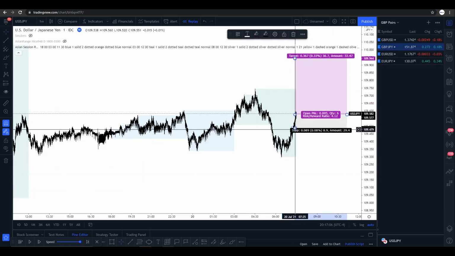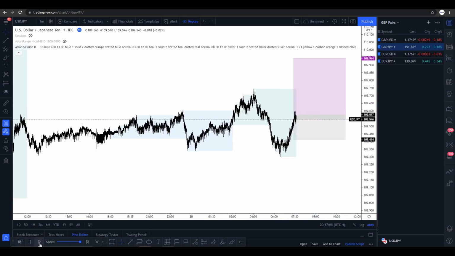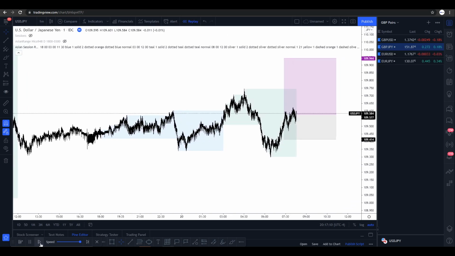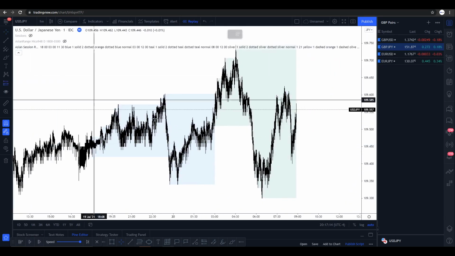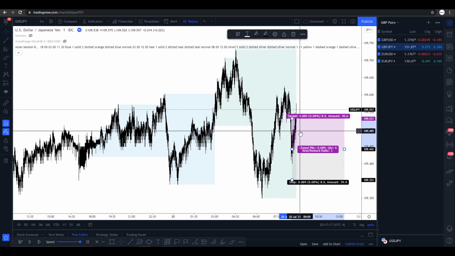Target the next high, stop loss down here. Let me take the buy. And then look what ends up happening. And then you get stopped out. And then people say, okay, you know what, I got stopped out for the buy, I'll take the sell. You take the sell, you get stopped out.